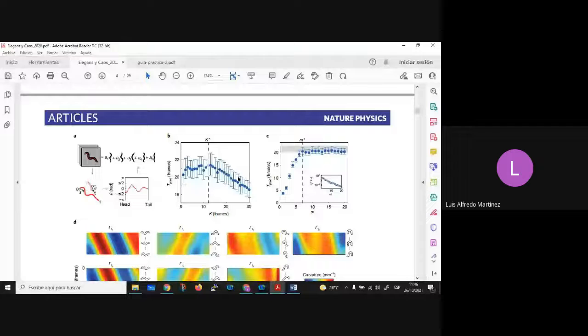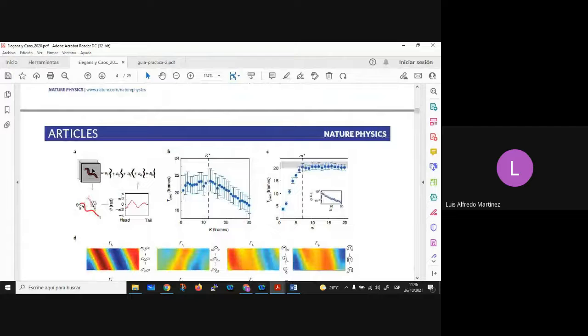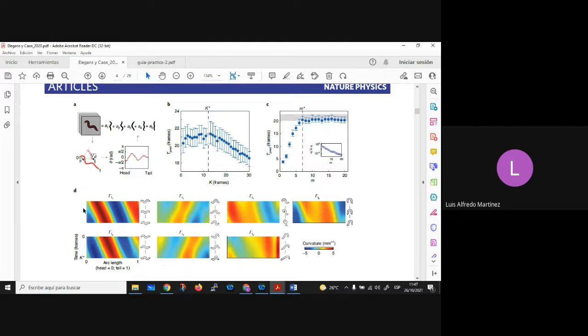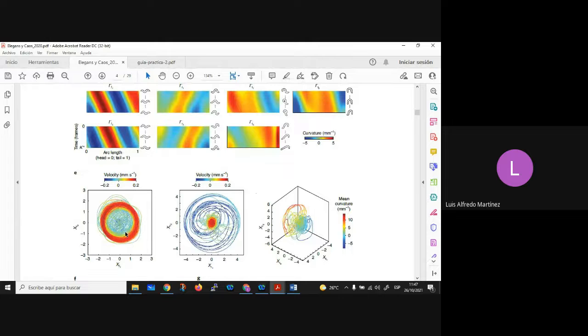In figure 3a, we can see the motion of worms in two dimensions on a flat agar plate. This motion can be captured with high resolution microscopy, giving a multidimensional time series of posture change. We can see the different positions of the worm and different angles of this motion. Figure 3a shows the two-dimensional trajectory of the C. elegans.